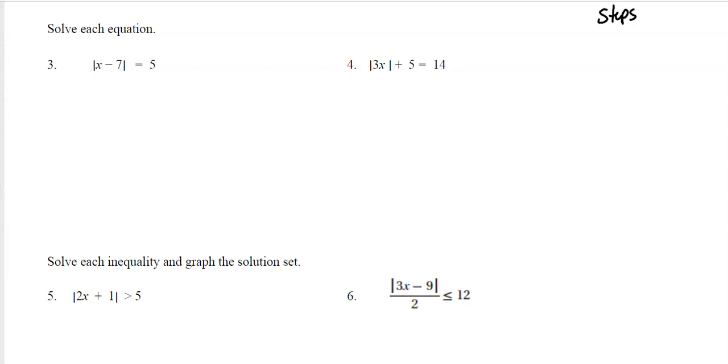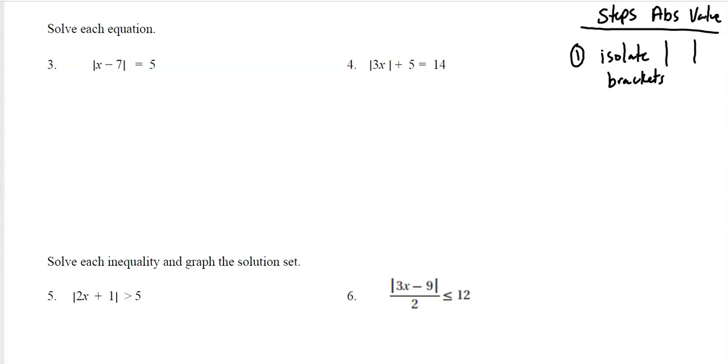So steps for absolute value. Step 1 is isolate the absolute value brackets, meaning get them by themselves on one side. And you're going to have some stuff inside there. I don't even care about what's inside here right now. It's just stuff. But I want to isolate the brackets. I want to get them all by themselves.